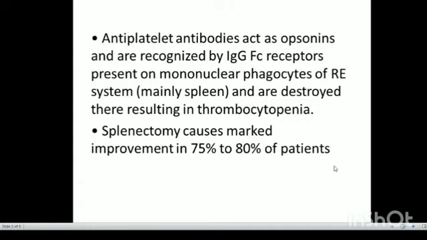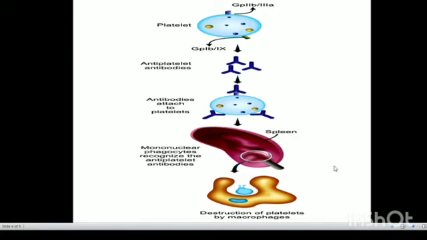Now let's come to the diagram of pathogenesis. We can see that this is a platelet and we have the receptors GP2B-3A and GP1B-9. Against these receptors, autoantibodies are formed. Antiplatelet antibodies are formed against these receptors, which attach to the receptors.